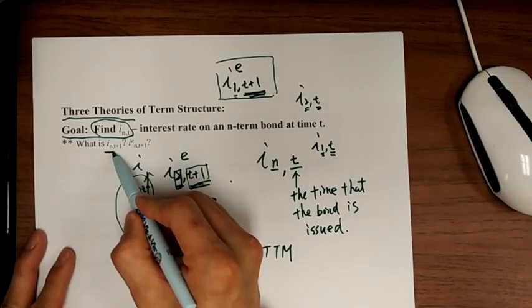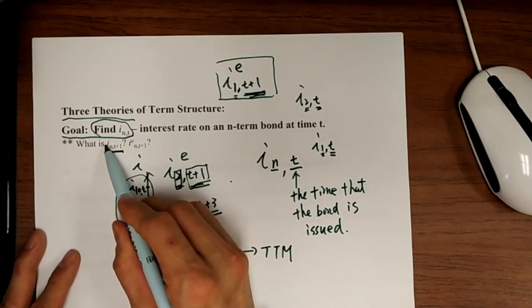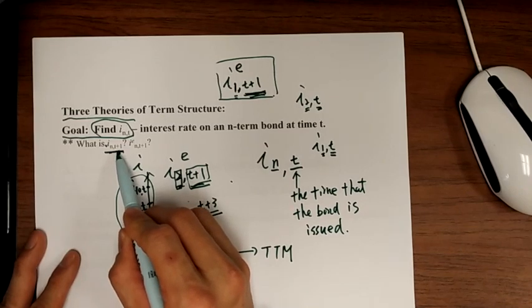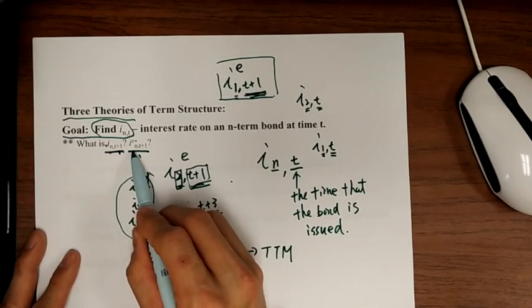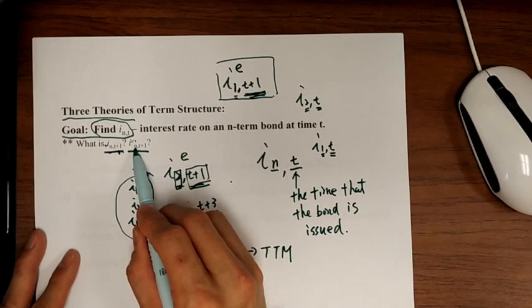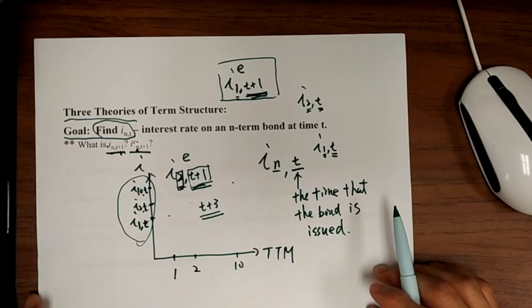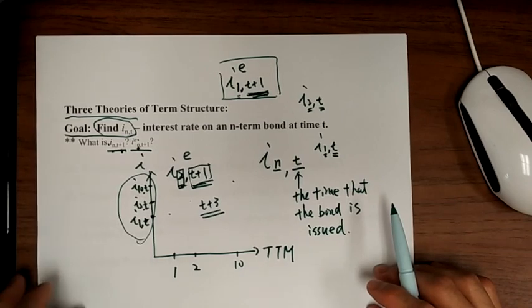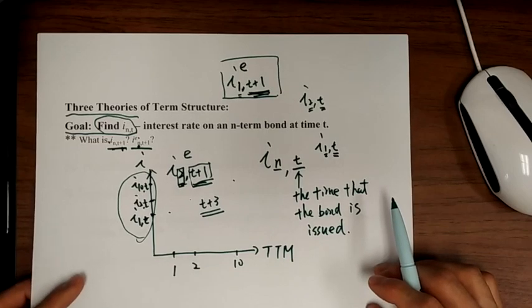Therefore, what is I n T plus 1? The answer is N-year bond interest rate next period, which we don't know. Therefore, we have to add an E superscript. So this interest rate is the expected N-year bond interest rate next period. So you have to make sure that you understand this notation so that we can continue on introducing those 3 theories.